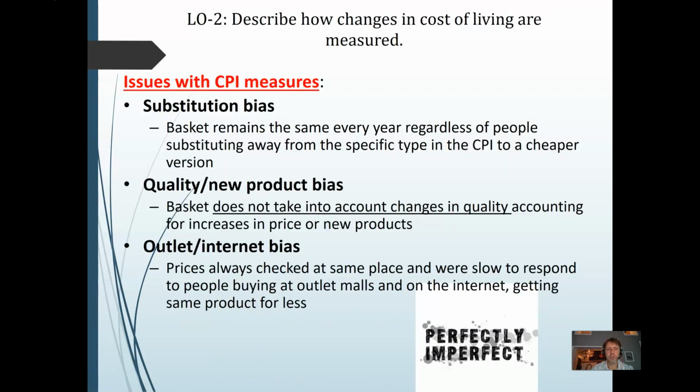There are some issues with using this consumer price index. That's what CPI stands for. One of them is that, because we want to be able to compare year to year to year, the basket remains the same even if people start substituting away from a specific type of buying something. So if we move away from owning to renting in housing, if we move away from owning cars to using public transportation, some of those things are not collected, they're not acknowledged when we majorly substitute what we do.